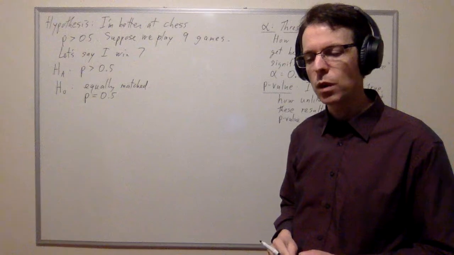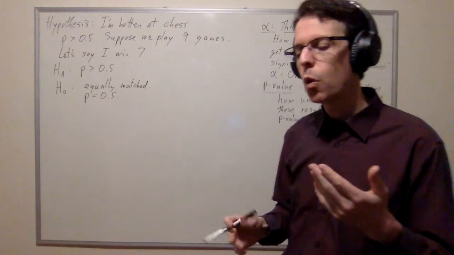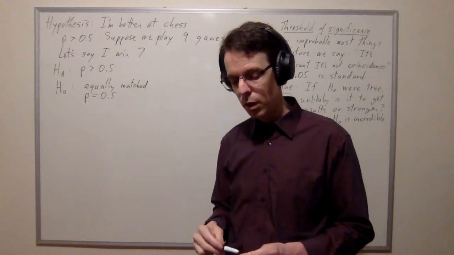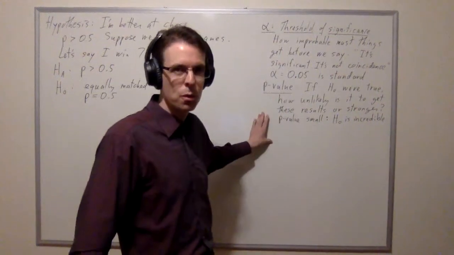Okay, so that's the alternative hypothesis and the null hypothesis. We have to clarify those to figure out what's going on. Now we're going to resimulate this experiment. We're going to do that in an effort to get the p-value. Now, what is the p-value? I can't say this enough. You really need to understand what a p-value is.